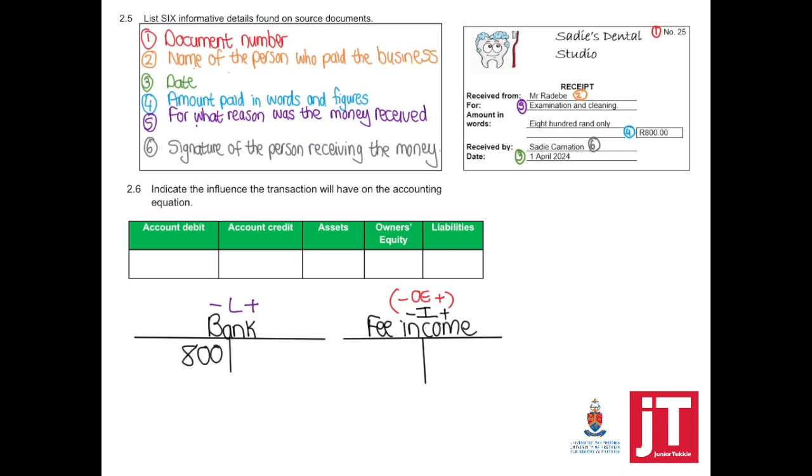When the business receives money, irrelevant of whether we have a favorable or an unfavorable bank balance, bank will always be debited, and the account credited is fee income. The difference now would be there's no effect on your assets. None of these two is regarded as an asset. My fee income will increase my income, which will have a positive effect on the owner's equity. And because the business received money, it means that we will owe the bank less money.